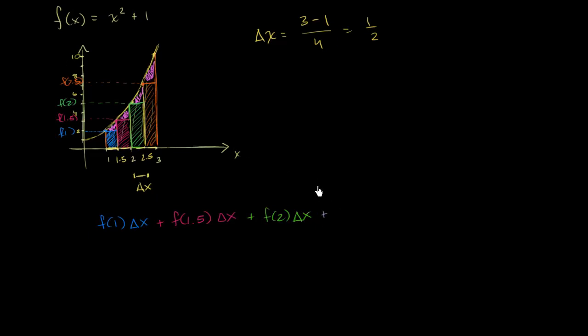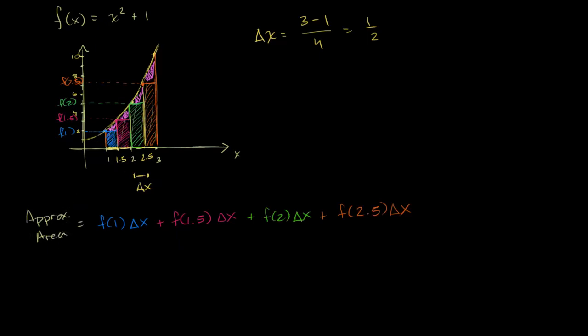So plus the function evaluated at 2.5 times the base. This is going to be equal to our approximate area. Let me make it clear: approximate area under the curve, just the sum of these rectangles.